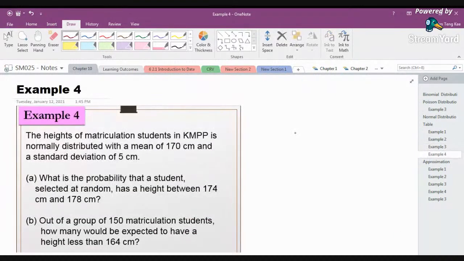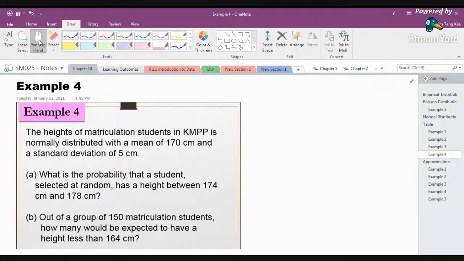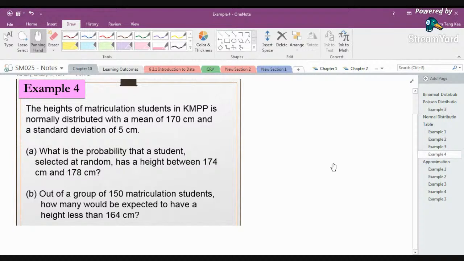Lastly, example number 4. This question is more of a real-life example. Your exam question will be something like this, but I think it will be tougher than this. This is just the standard easy question. So let's see. When you have a real-life example like this, first of all, you need to identify what the X is that you want to discuss here, and what type of distribution X follows.